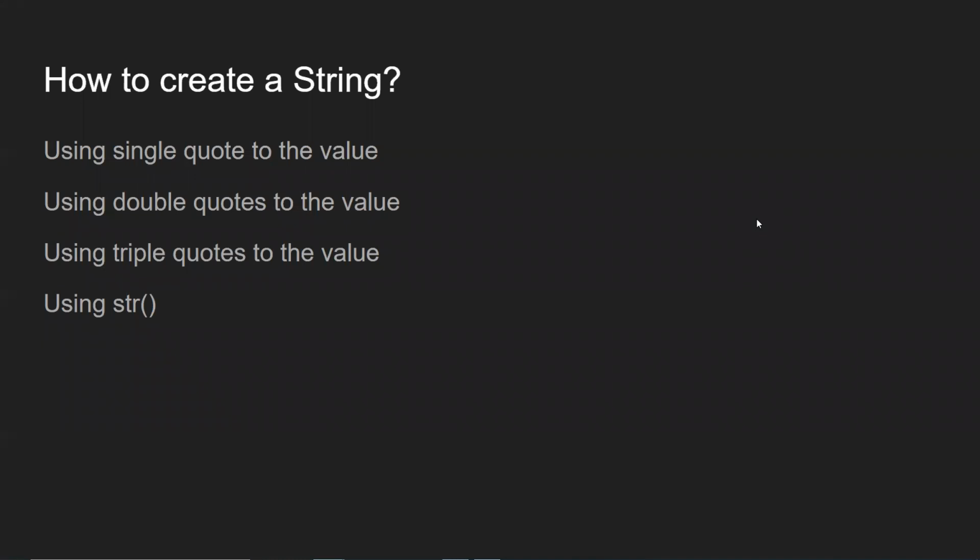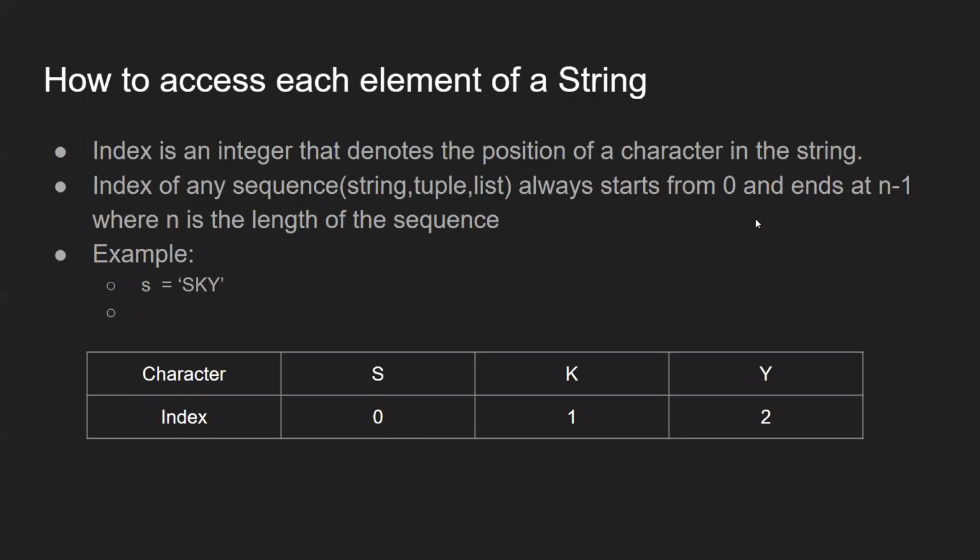So this is how you can create string in different ways. Let's see how you can access each element of a string. Before we begin how to access an element, let's see what is an index. Index is an integer, a number that denotes the position of the character in the string. Index of any sequence, whether it is string, tuple, or list, always starts from 0 and ends at n minus 1, where n is the length of your sequence.